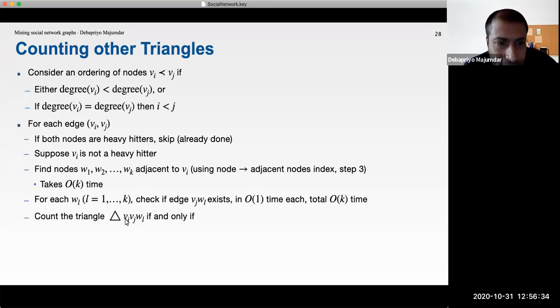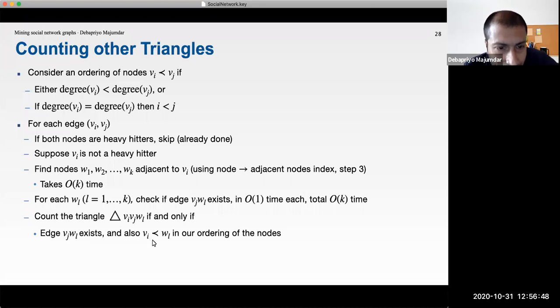And obviously, only if Vi, Vj, Wl are connected, then we count the triangle. But not only then, we count the triangle if and only if that edge also exists, and also Vi is less than Wl in our ordering of the nodes. This is to avoid the double counting. Okay, so the total time for this will be order k, and we do this m times, right? We do this for each edge. There are m edges. How much is k? What is the maximum value for k?